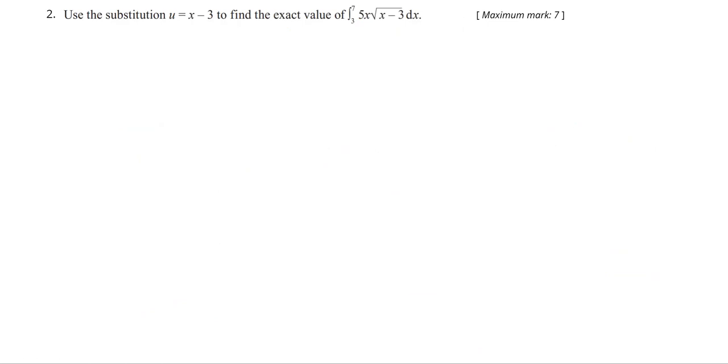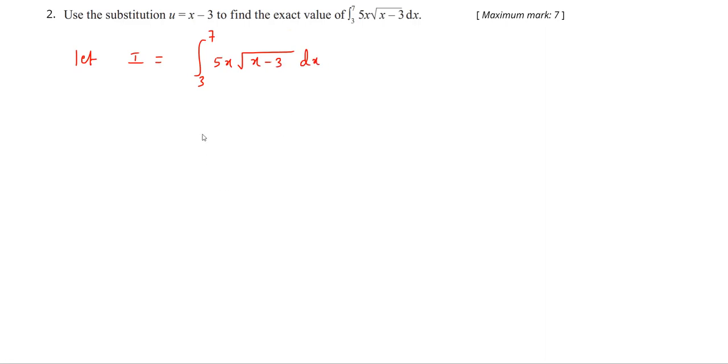In this question, they're asking us to integrate this. They've given a definite integration and the substitution is also given clearly. Let's start with that. I would like to name the integration first for ease of writing. Let I is equal to, I'm naming the given integral as I, integral from 3 to 7 of 5x square root of x minus 3 dx.